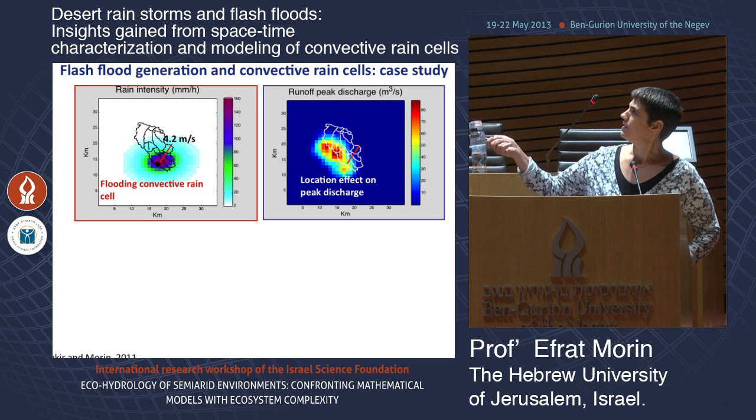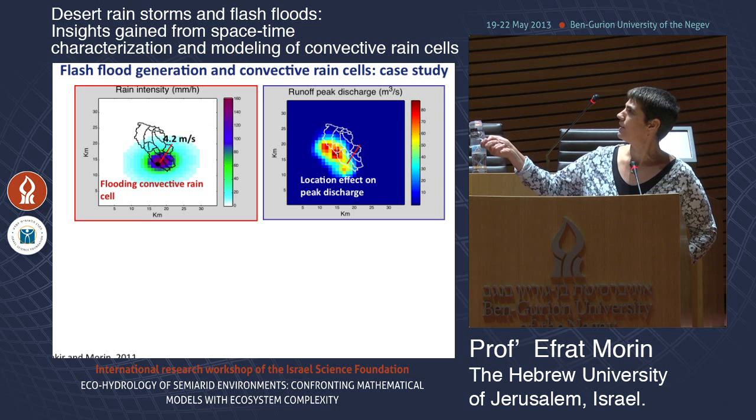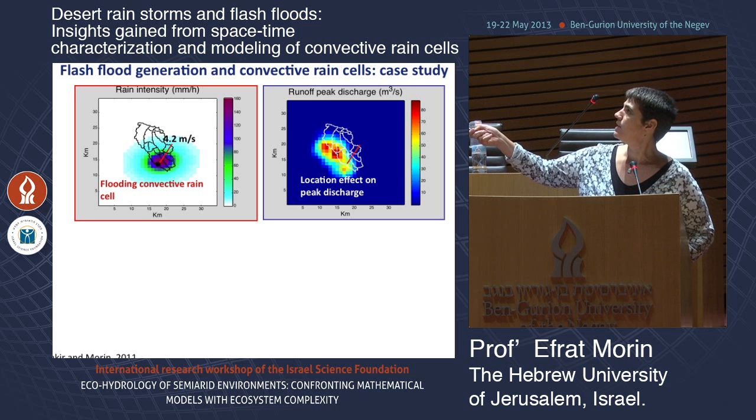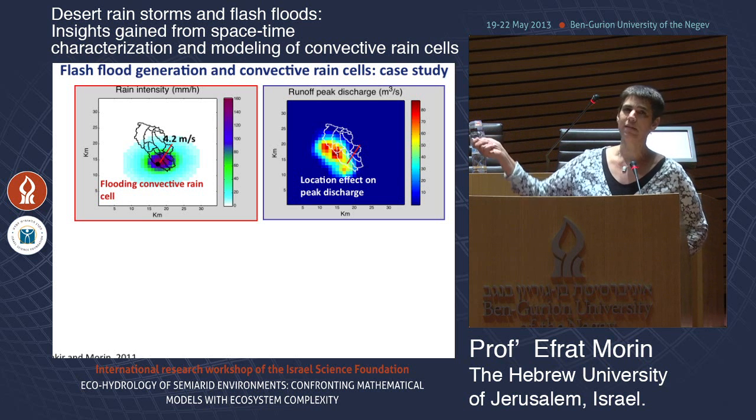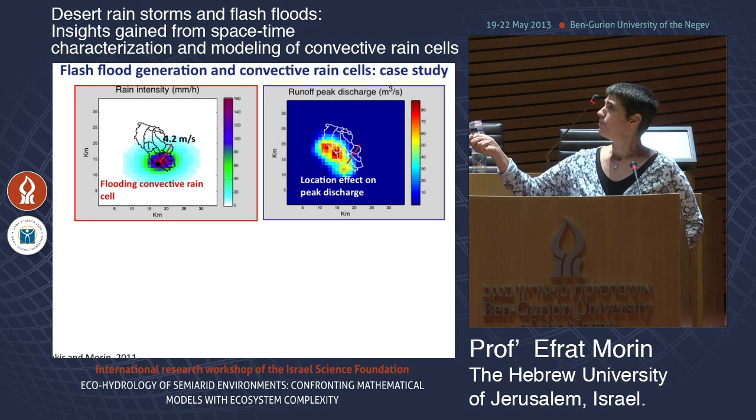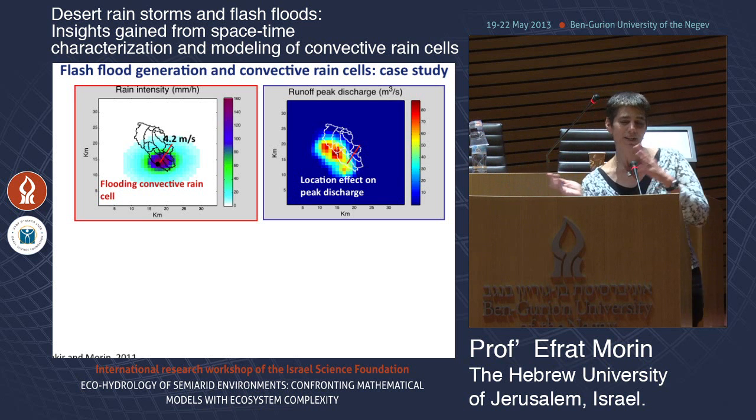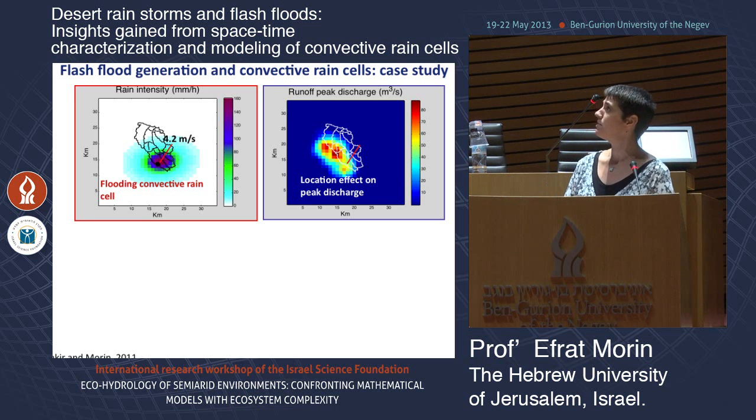Now what you see here is the peak discharge at the outlet. The outlet is here. This is the peak discharge that it would get at the outlet if the cell started at any other point. So the color is the peak discharge at the outlet. It starts originally here. Only 5 kilometers aside, the discharge would be doubled. Just by a very small shift in place, the discharge would be doubled.